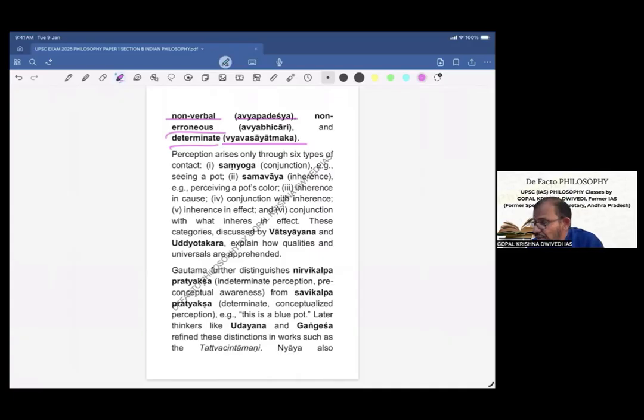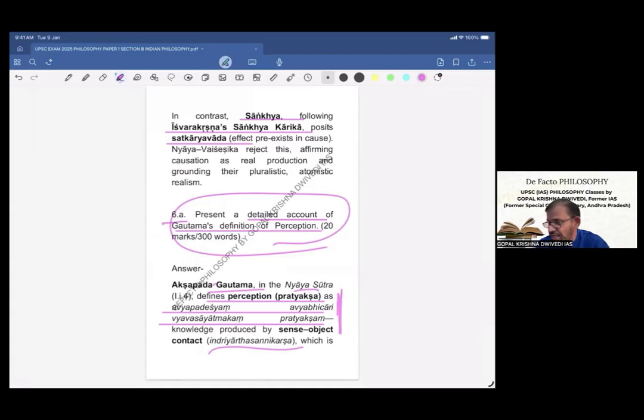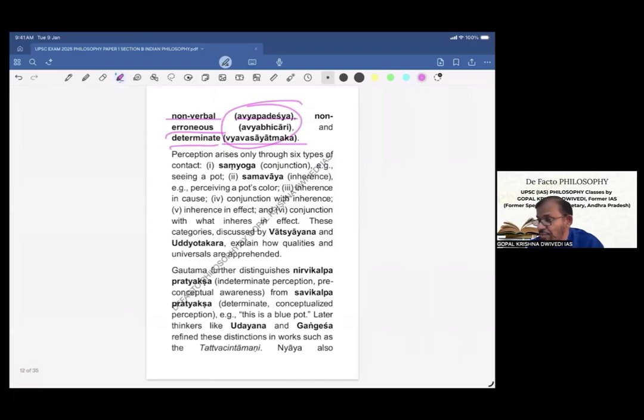Vyavasayatmaka. So basically, this is the explanation of what is given here. Knowledge produced by sense-object contact, which is non-verbal, non-erroneous, and determinate. This is pratyaksha as far as Gautama's Nyaya Sutra is concerned.